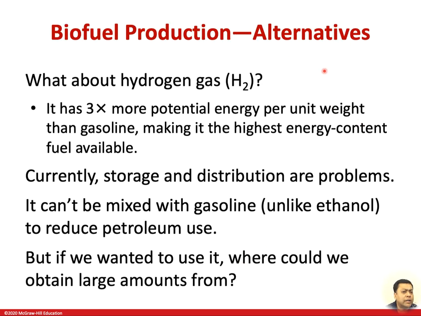So what about hydrogen? Hydrogen does have 3 times more potential energy per unit weight than gasoline, and it is the highest energy content fuel available, surprisingly. And the problem is storage and distribution; it cannot be mixed with gasoline like ethanol to reduce petroleum usage. And if we wanted to use it, where could we obtain large amounts from? So you can find some fuel cell vehicles or hydrogen-driven cars that are available, but they are still not mass-produced, and many of these automobile industries are actively working along with electric vehicles on hydrogen-powered vehicles as well.